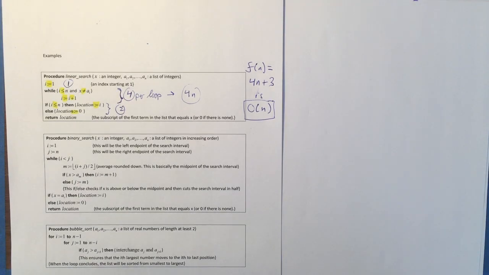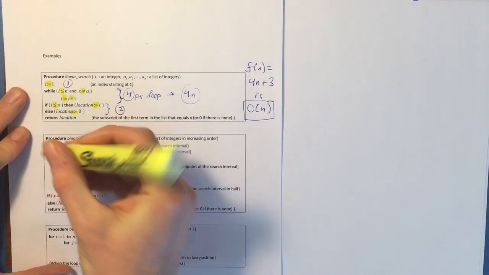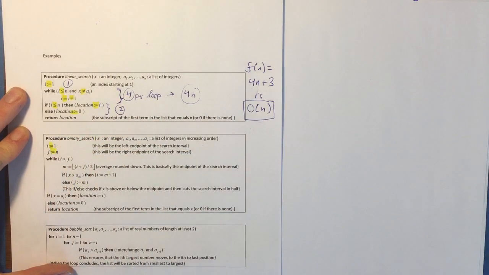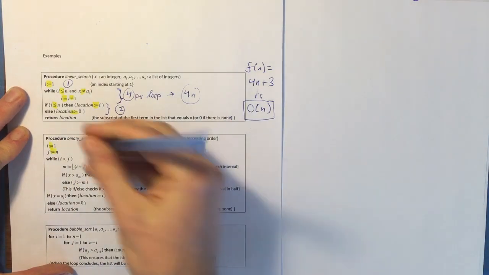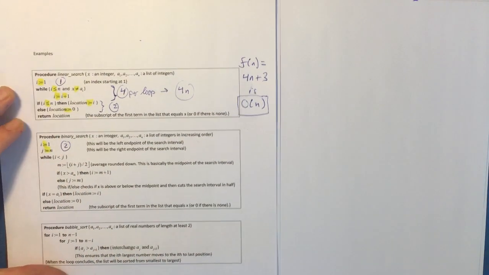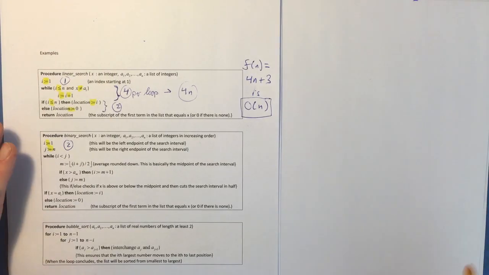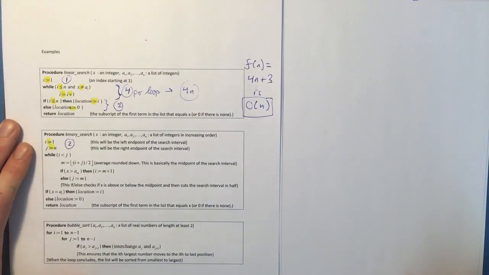All right, next let's analyze the binary search algorithm. So the first thing that binary search does is it makes two assignments. So I'm going to highlight both of those. There we go. We have 1, 2. So there's two operations.